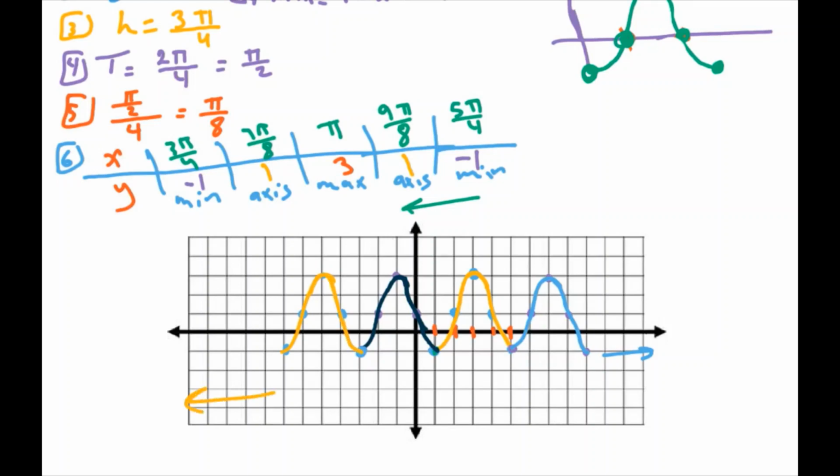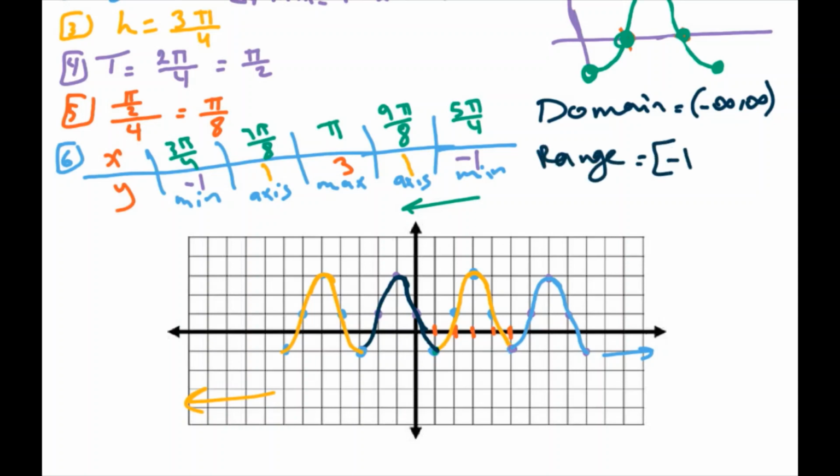And so on. Domain is all real numbers. Range will be from the minimum point, which is -1, all the way to the maximum point, which is 3.